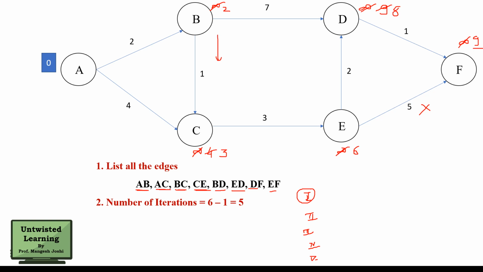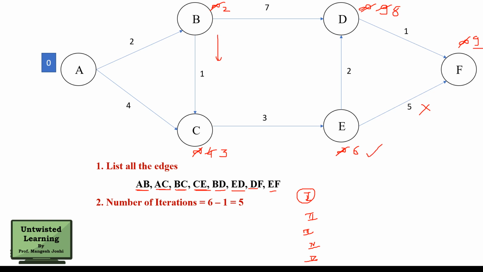Even if you get the optimal solution in the first iteration itself, the computer will still perform all the iterations. So iteration 2: AB, 0 plus 2, it is 2, hence no update. AC, 0 plus 4, it is greater than 3, no update. Then BC, 2 plus 3, it is 3, equal, so no update.